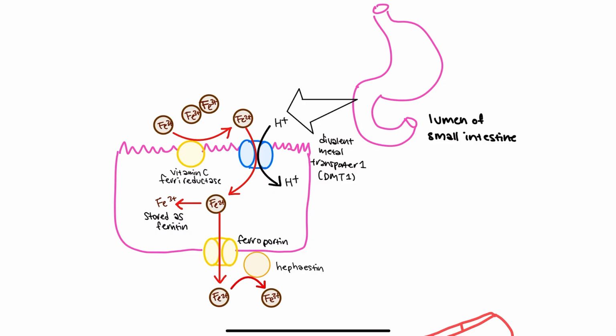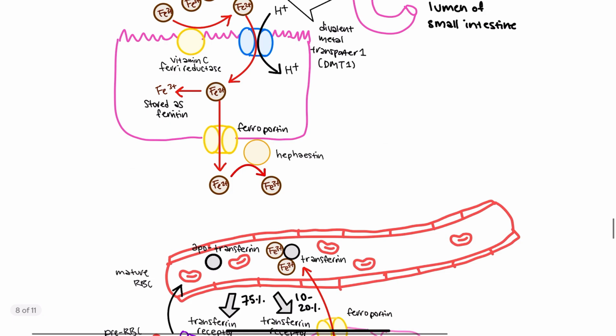How it leaves the lumen is using a channel called ferroportin. So it leaves the lumen like that, and we have an enzyme, hephaestin. What it does is convert ferrous iron into ferric iron form in order to be transported around to other cells, such as bone marrow and liver.